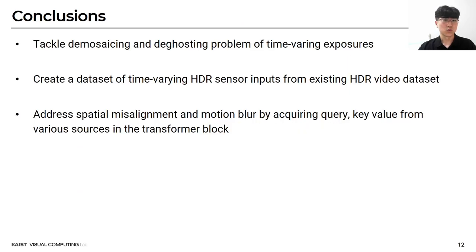In this work, we propose a novel single-shot HDR imaging technique that tackles the demosaicing and deghosting problem of time-varying exposures. To accomplish this, we create a dataset of time-varying Quad-Bayer pattern HDR sensor inputs from existing HDR video datasets. We address spatial misalignment and motion blur in longer exposure channels through the transformer architecture by acquiring query, key, and value vectors from various sources in the transformer block.